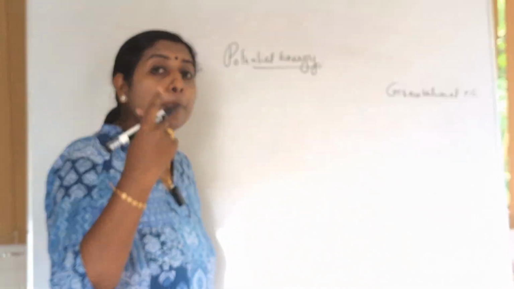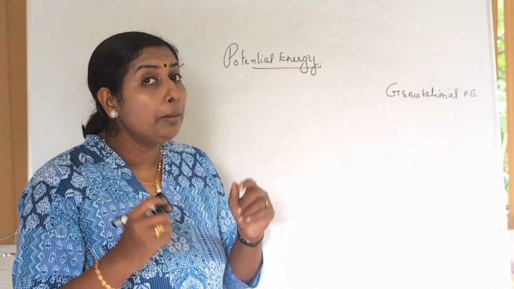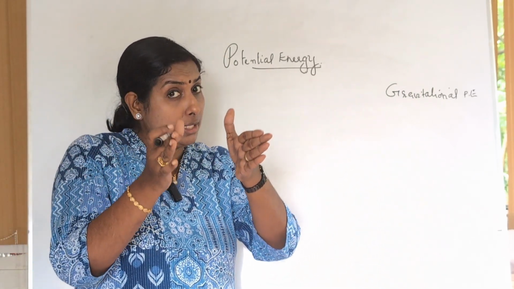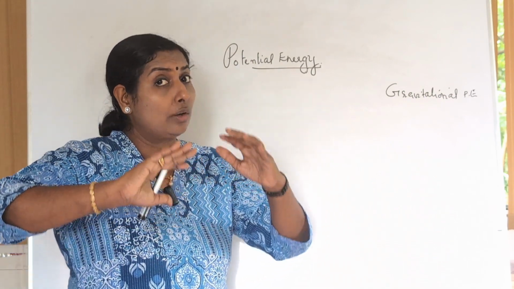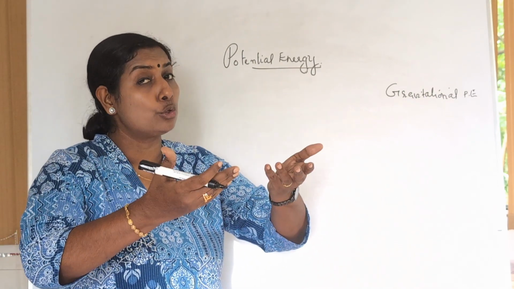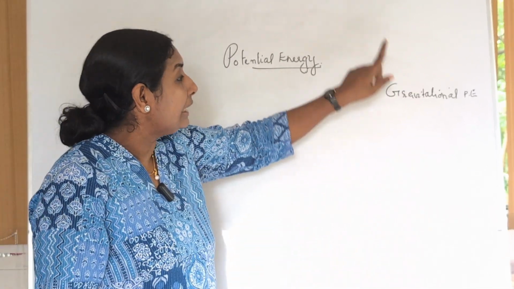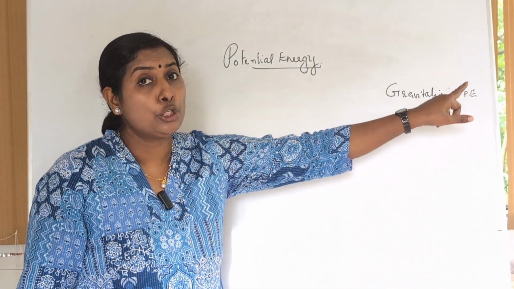There is another type of potential energy called elastic potential energy. So what do you mean by elastic potential energy? When we stretch a spring, when we compress a spring, we are doing some work. So this work or the energy is getting converted into the elastic potential energy of the spring. So in this chapter, we will be dealing with the gravitational potential energy only.